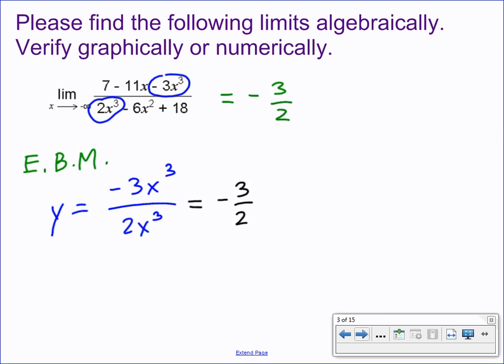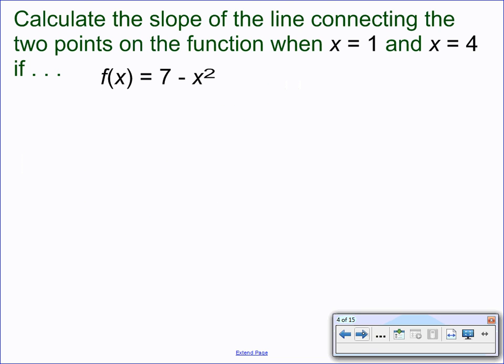Raise your hand if you already had that. -3/2. Woohoo! Good job.